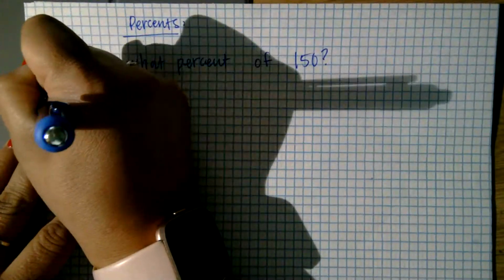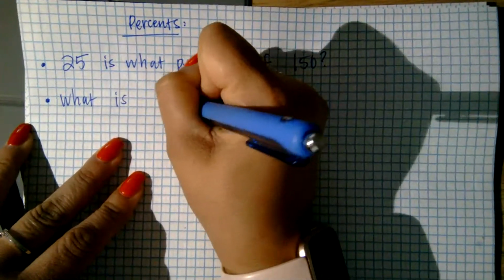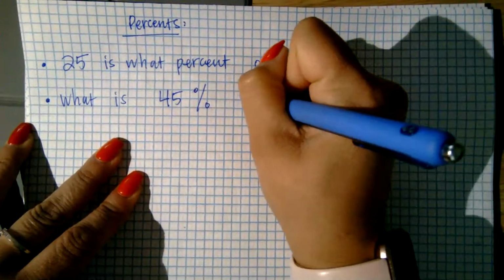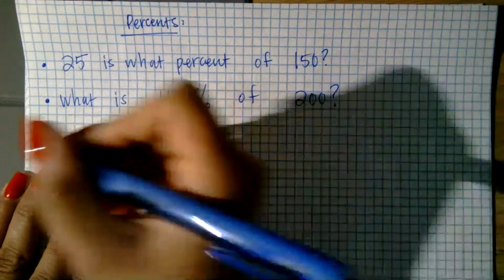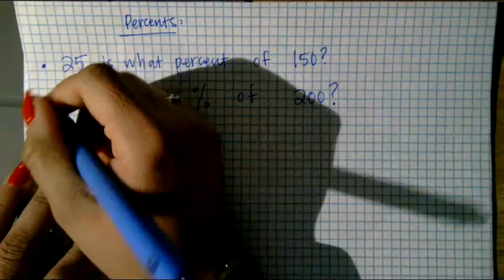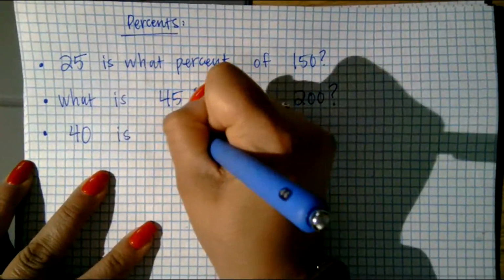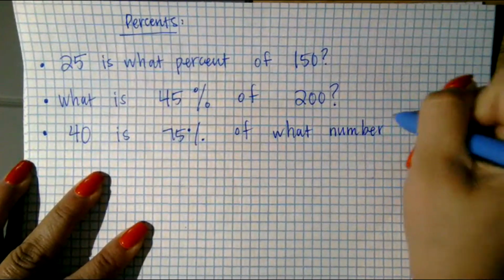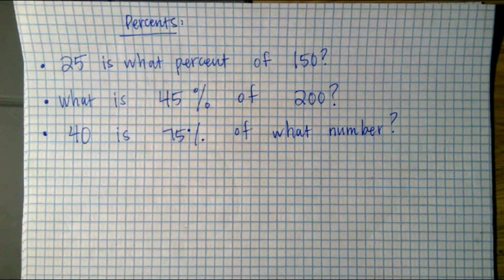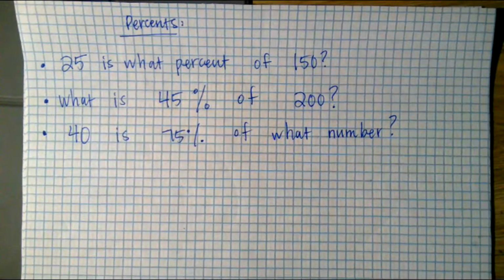And then also another question can be, what is 45% of 200? And we can also say 40 is 75% of what number? So these are all different questions. Notice here that the unknown is present in different parts of the sentence in the question. So this is important for us to know.